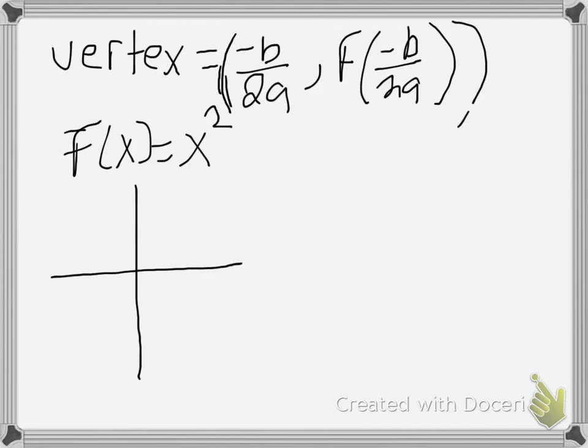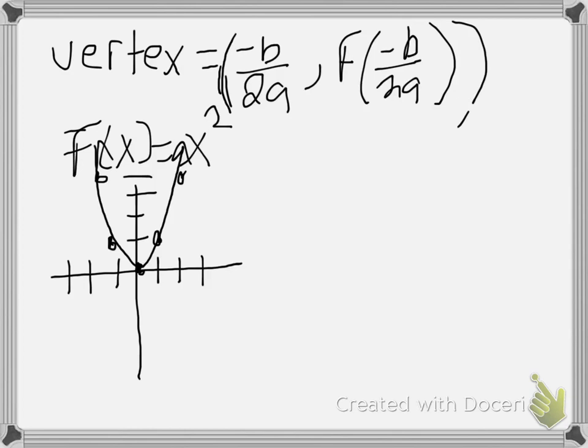Okay, we have the graph. If we plug in 0, we get the point (0, 0). If we plug in 1, we get the point (1, 1). If we plug in 2, we get the point (2, 4). Plug in negative 1, we get (-1, 1), and of course we get (2, 4). So as you all know, this makes the parabola that opens up. So this is the basic easy peasy function of a quadratic.